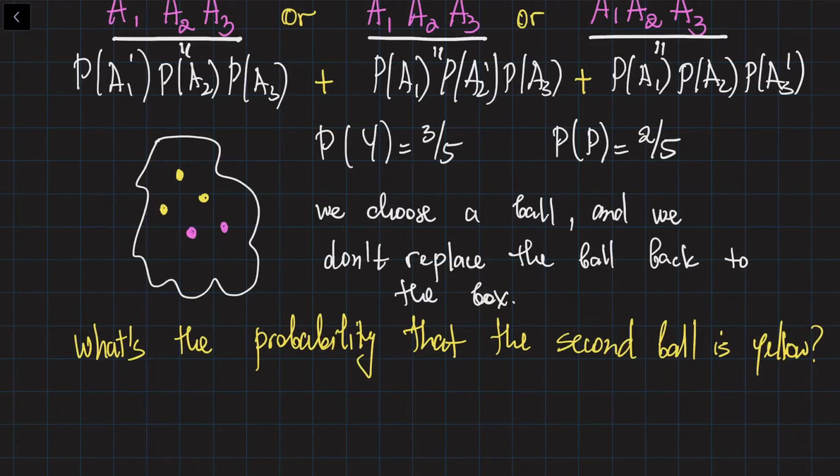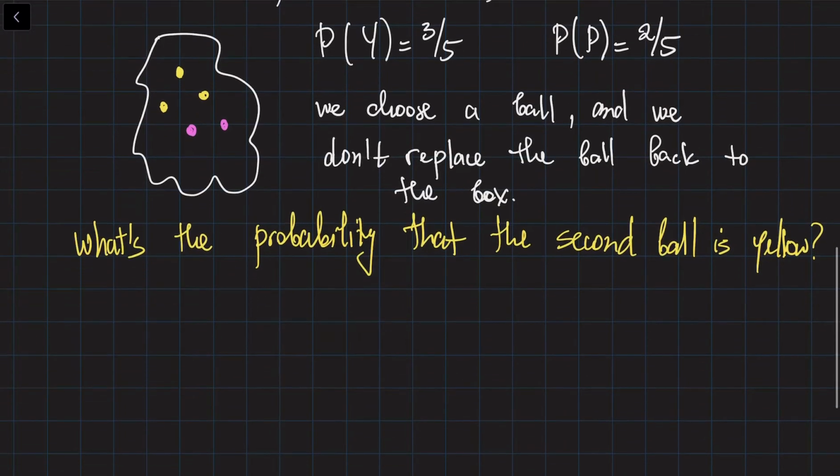So again, let me explain the problem. There is a box. Inside the box there are 5 balls. Some of them are yellow and some of them are pink. Whenever you choose the ball the first time, you don't see the color, and you don't put this ball back to the box. So you don't know what the first color was. You would like to know the probability that the second ball is going to be yellow. So we are going to try to find the solution for this problem.